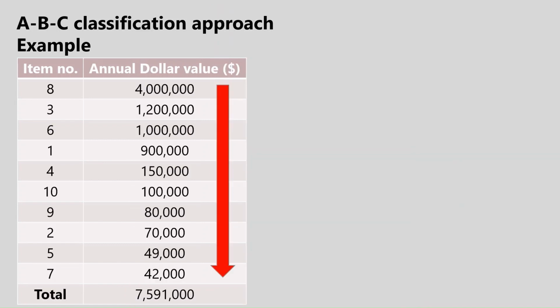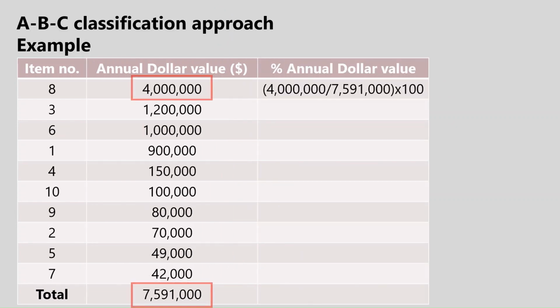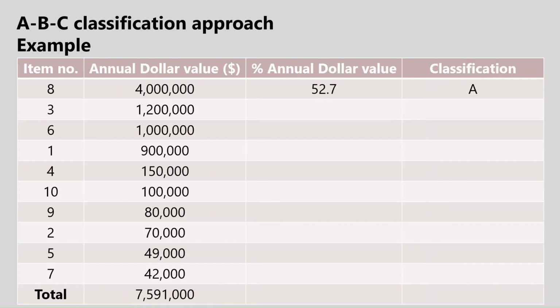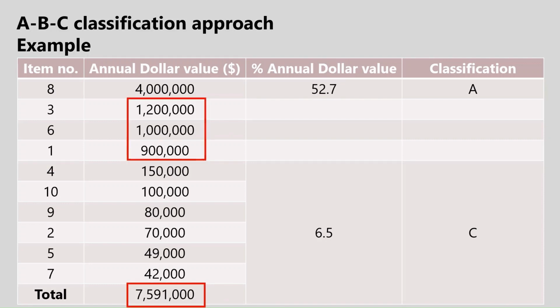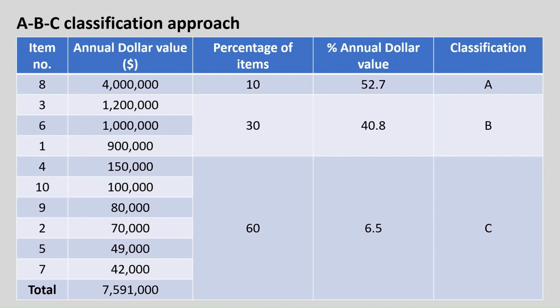Arranging the annual dollar values in descending order can facilitate assigning items to categories. The percentage of the 8th item's annual dollar value to the total one is 52.7%. So, it is classified as A. While the percentage of the annual dollar value of items 4, 10, 9, 2, 5, and 7 to the total one is only 6.5%. So, they are classified as C. Of course, the percentage of the annual dollar value of the remaining items 3, 6, and 1 to the total one is 40.8%. So, they are classified as B.